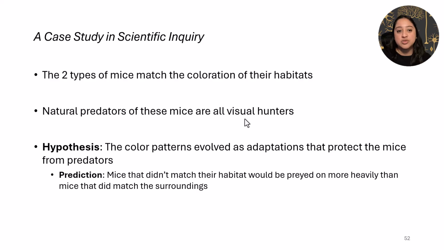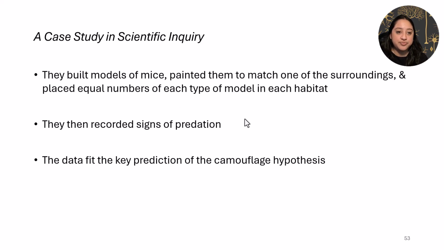And so the two types of mice match the coloration of their habitats. And the natural predators of these mice are all visual hunters. So they focus especially on sight and seeing their prey. So this group's hypothesis was that these color patterns evolved as adaptations that protect the mice from predators. So their prediction was that mice that didn't match their habitat would be preyed on more heavily than mice that did match the surroundings, which kind of makes sense, right? So they tested this prediction.